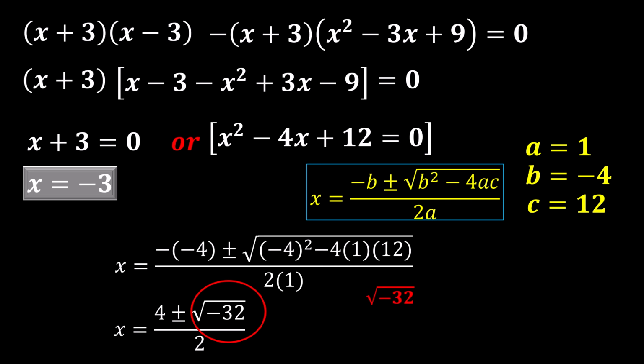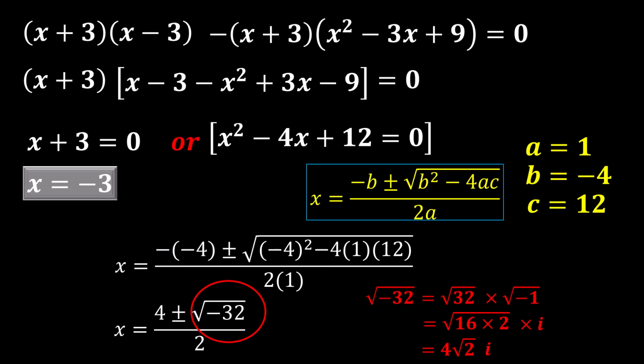So to break this down, square root of minus 32 can be rewritten as square root of 32 times square root of minus 1. And square root of 32 can be rewritten as square root of 16 times 2. Square root of minus 1 is denoted by the imaginary number i. And this simplifies to 4 square root of 2 times i. So 4 square root of 2i.